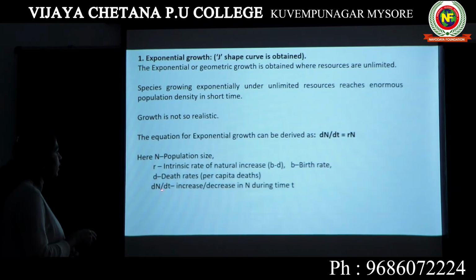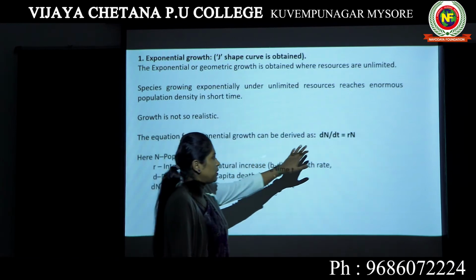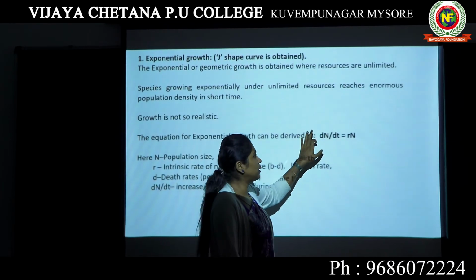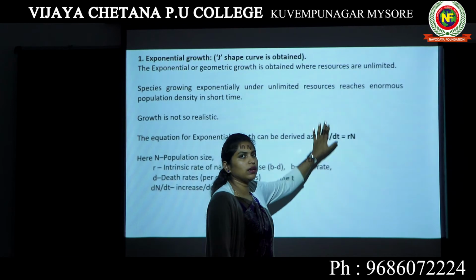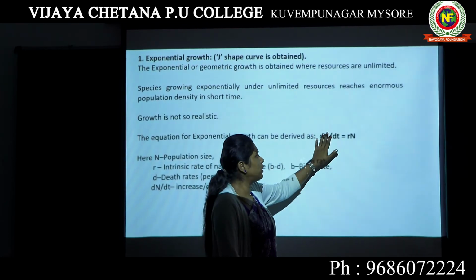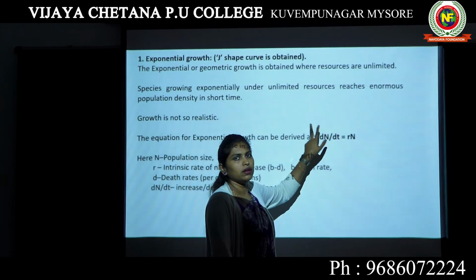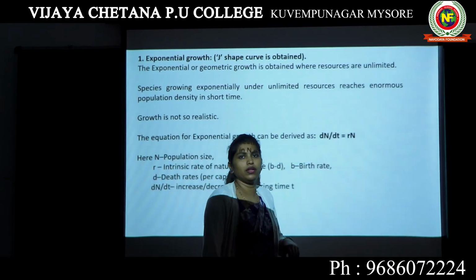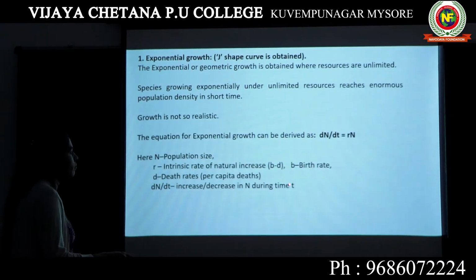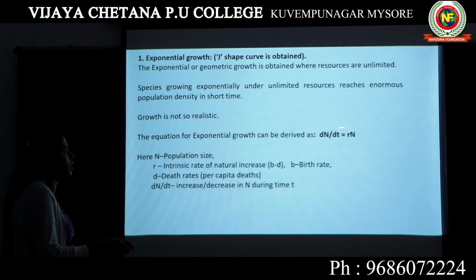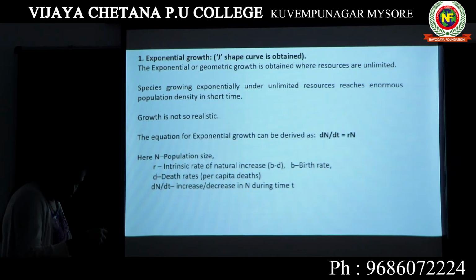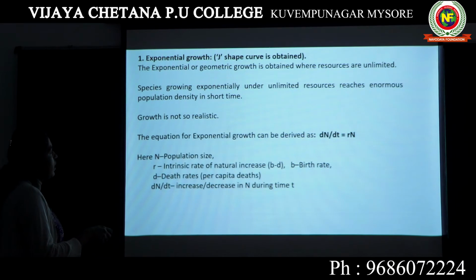So what is dN by dt? Increase or decrease in N during time t. So what does this represent? When we talk about N, it is population size, t is time. When we say dN by dt, it could be an increase in the population size or a decrease in the population size during time t. So this is the formula for exponential growth. This is very important. Exponential growth and logistic growth are both very important topics for your examination.